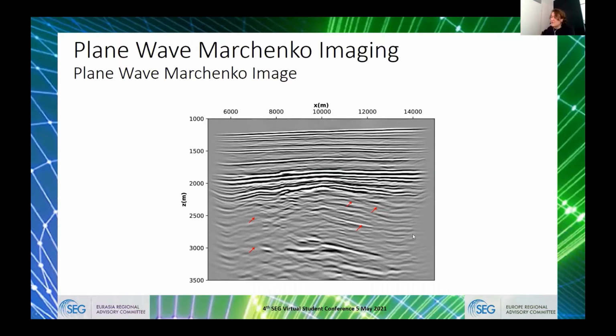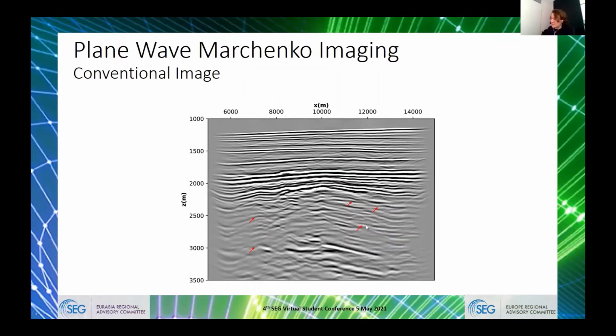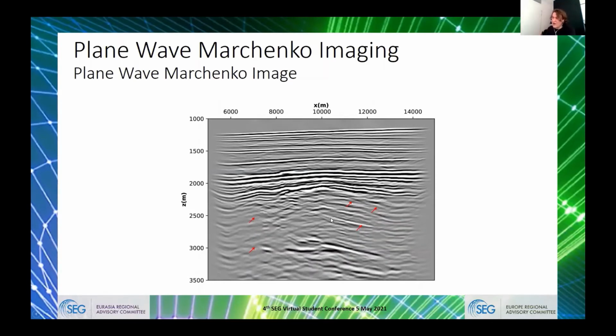But what I can tell is that, for example, if you look at especially this, you see in the conventional image, you don't really have a clear structure here, while after applying the Machenko method, you can clearly see that there is now a reflector here, which would indicate a boundary between two layers in the subsurface. I hope that somehow answers your question. Might not be extremely satisfying, but.